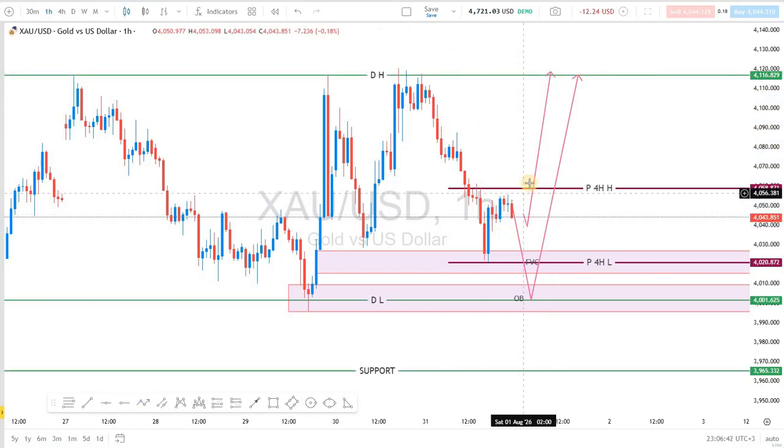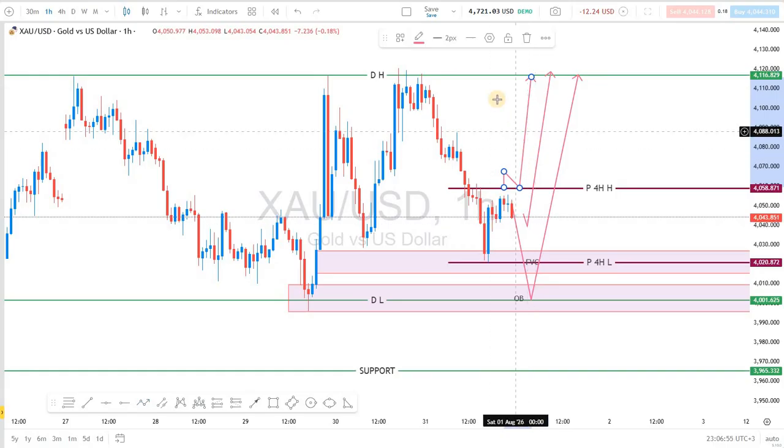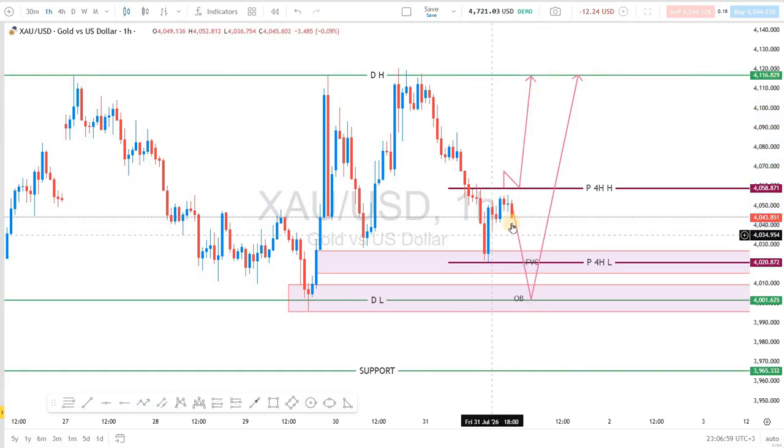So I'll take a position if it breaks this previous 4 hour high, because it must also come and get liquidity here. I'll take just a tight stop. I'm just waiting to see the reaction of this market at this level. So I'll either take a buy position high or low with this order block.